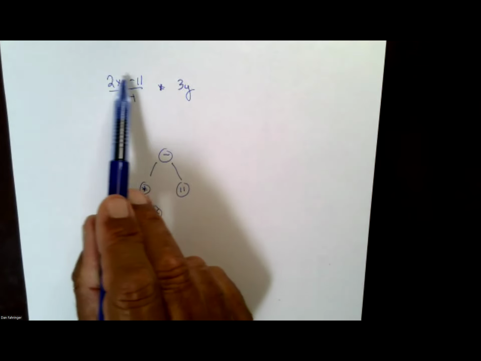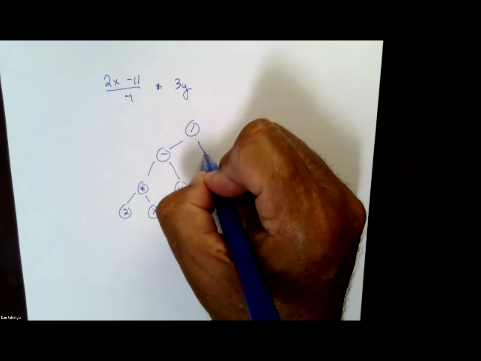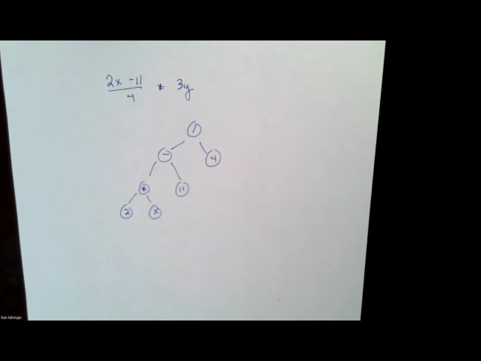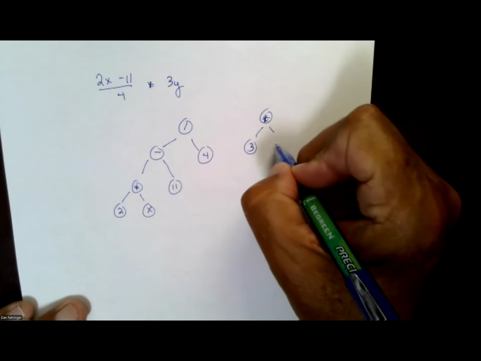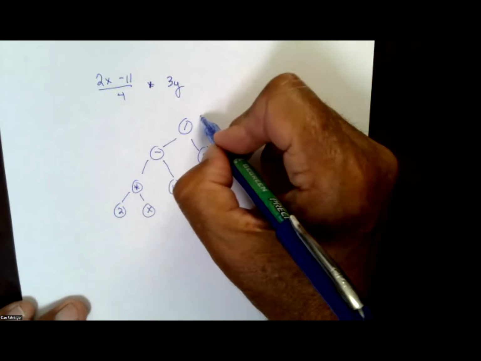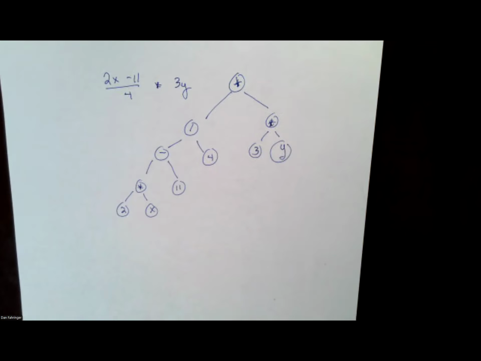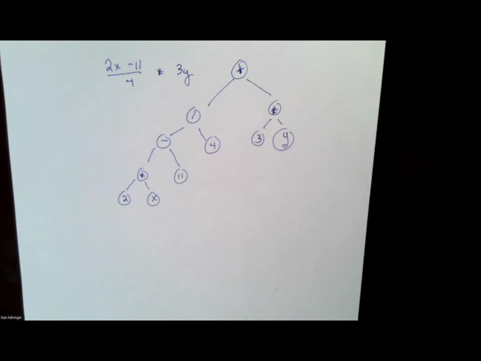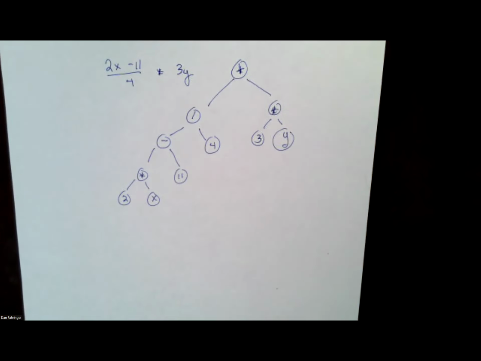Then this whole thing gets divided by 4. Over here, I have a times 3y, and then that whole thing gets multiplied. So there is, and this is called a binary tree because we have a left side and a right side, a binary tree for this expression. We wrote it out. It's kind of cool. Now, why did we do that?